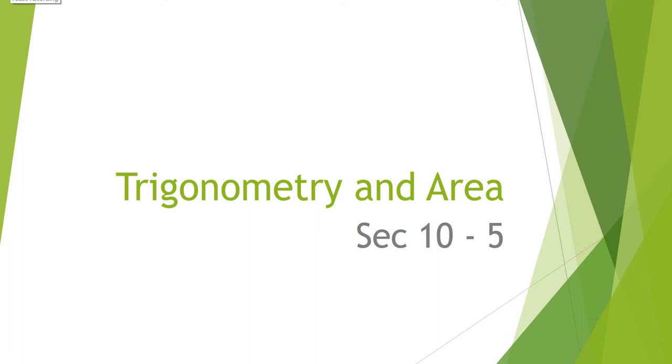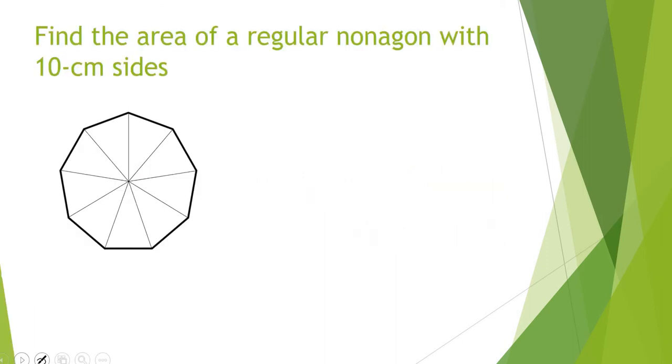In section 10.5, we're going to continue working with area and use trigonometry to find areas. So we want to find the area of a regular nonagon, that's 9 sides, with 10 centimeter sides. So each side is 10 centimeters. This is a nonagon, so each interior angle is 360 divided by 9, which is 40 degrees.